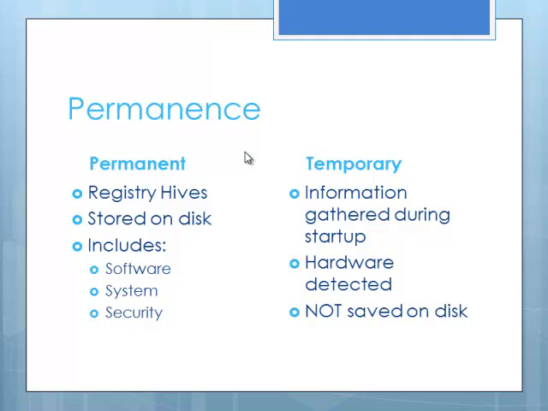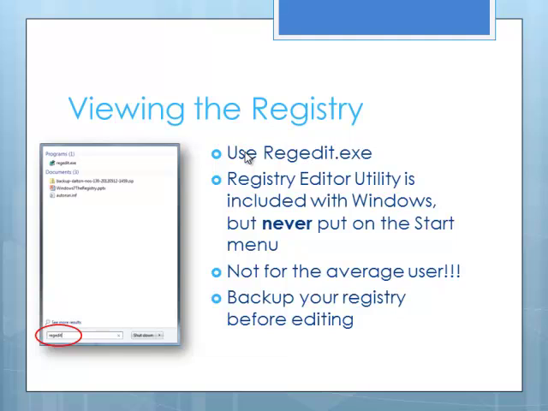Some of the registry files are permanent and some are temporary. By permanent, that means they're stored on the disk and they'll be there the next time you power on. Those include the software, system, and security hives. Some of them are temporary though, and that's the hardware information. That information is gathered each time during startup when the computer detects what hardware is available. This data is not saved on the disk when you shut down. It is recreated each time the computer powers on.